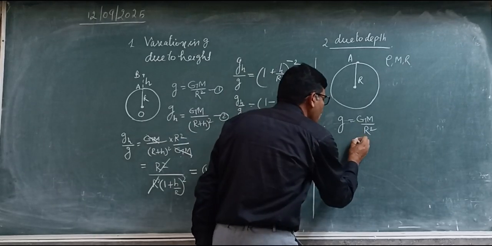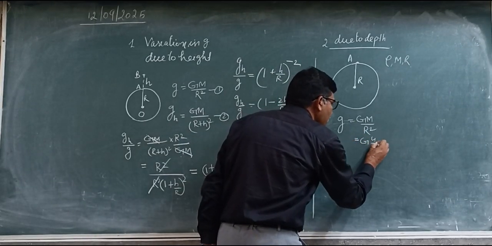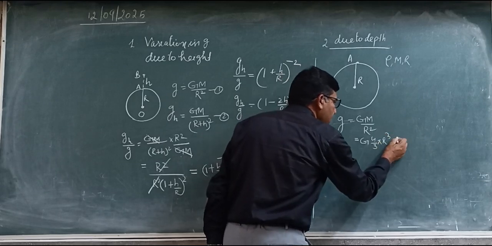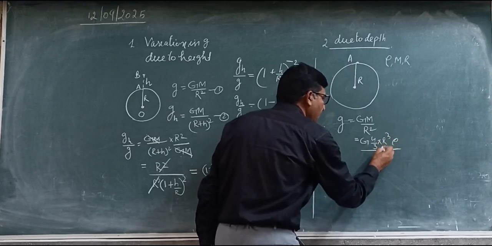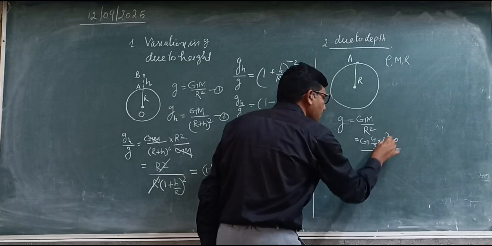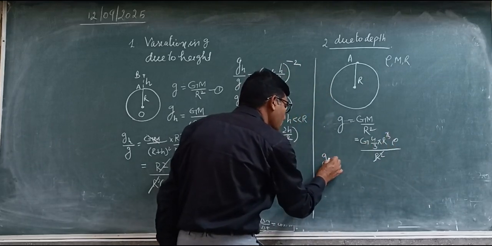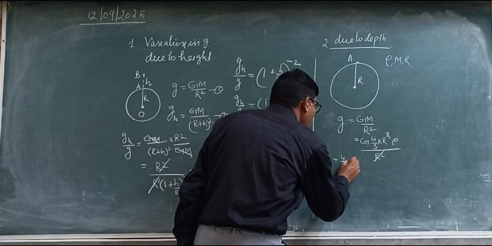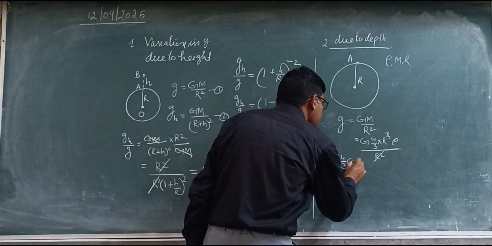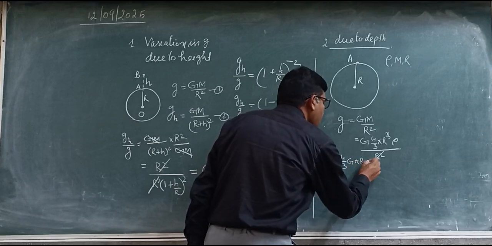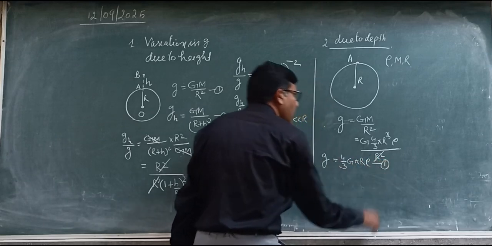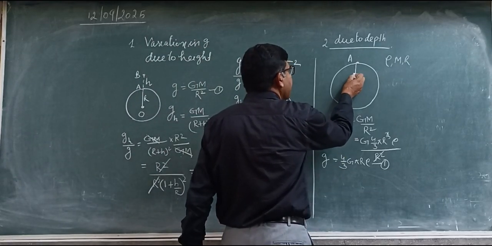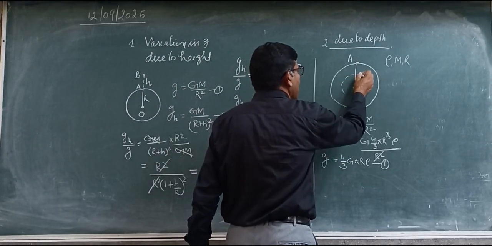Now mass is equal to volume into density. This is 4 by 3 pi R cube, this is volume, and this is of course density, and this is R square. This term goes off. The acceleration due to gravity in terms of the mass and density is equal to 4 by 3 pi G R rho. Let us call this equation number first. Similarly, let the body be taken to a depth. Look, this is depth. Be careful at this point.